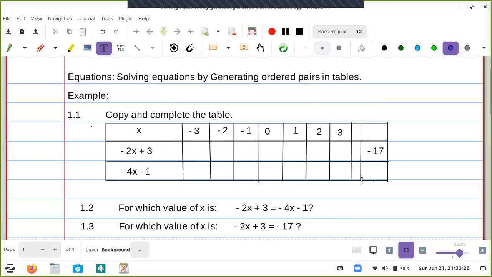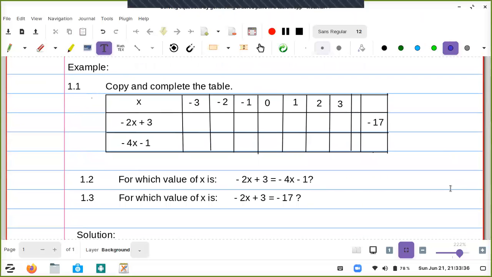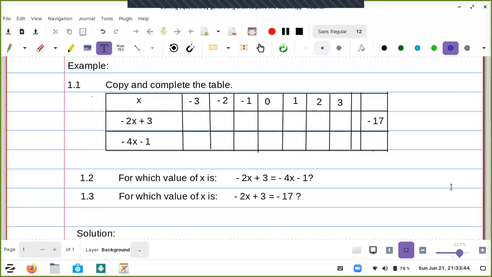Now, for us to solve question 1.1, which says copy and complete the table, we are first of all going to copy it. After copying it, we calculate the values for each x value that is given. We are going to substitute the x value into the first expression, then we find the value here. We substitute -2 into -2x plus 3, we calculate it, then we find the value. So we are going to complete all these values.